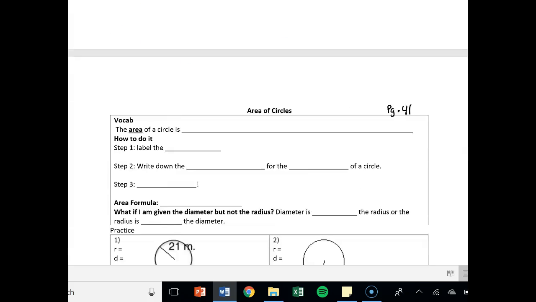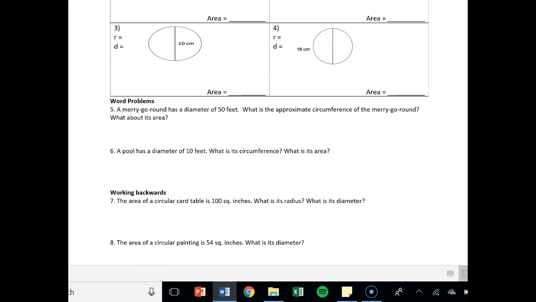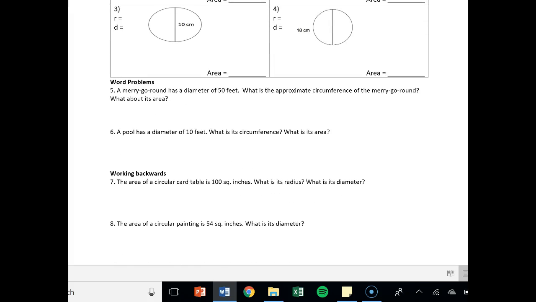All right, we're actually going to hold off on number 6 because it actually has to do with area. Scoot over to the back side all the way down to this number 5 problem, the merry-go-round. It has a diameter of 50 feet. And for right now, just tell me what is the approximate circumference of that merry-go-round. Don't worry about the area for right now. So C is equal to pi d, go ahead and answer that. That is the end of part 1.